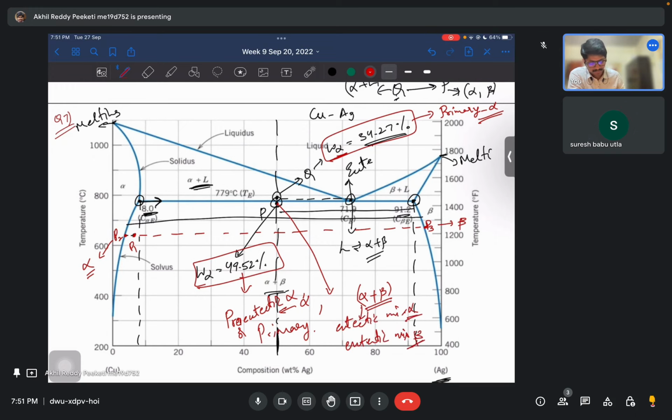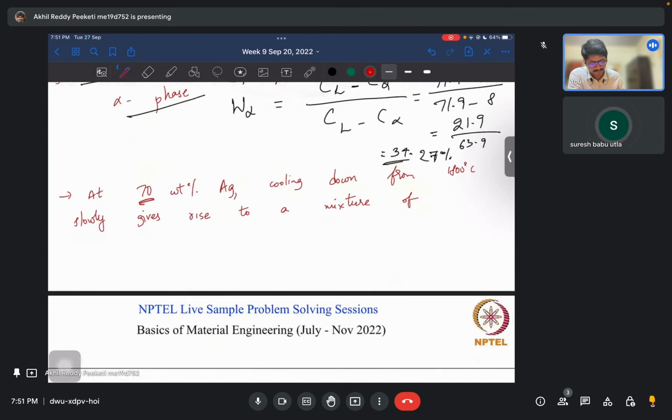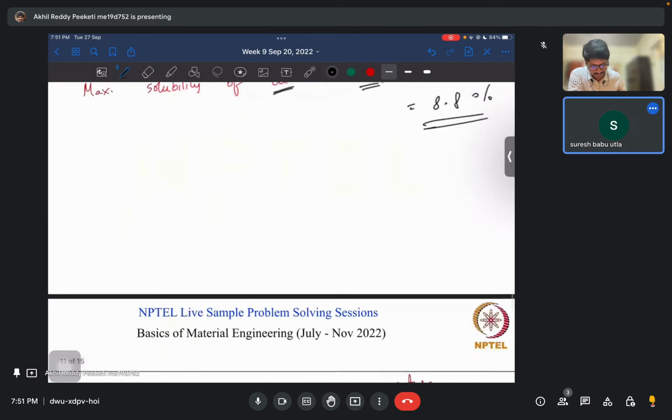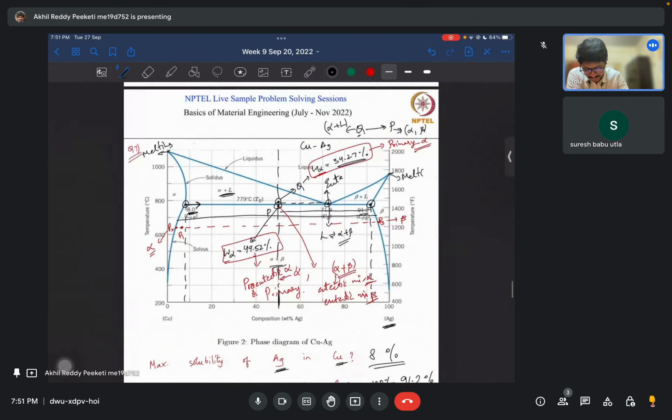Now the next question is: 78% Ag cooling down slowly from 1800 degrees gives rise to a mixture of what? So at 78%. Okay, this diagram has become very congested. Let me.